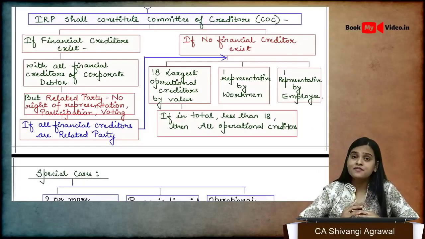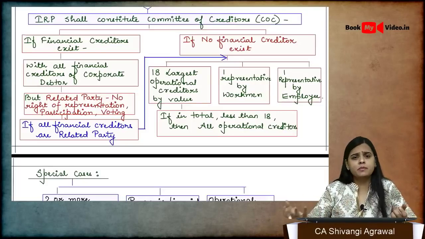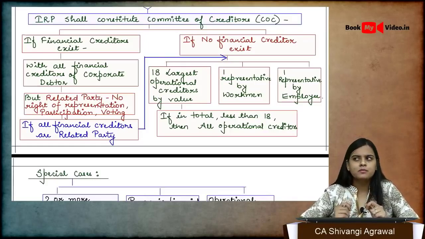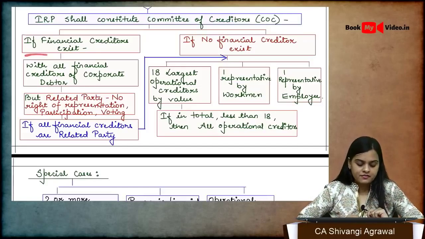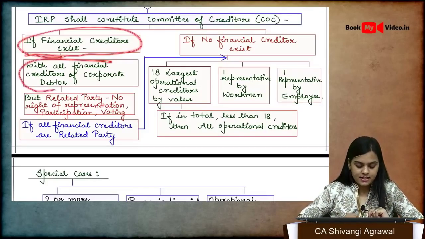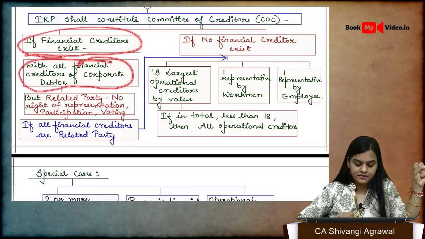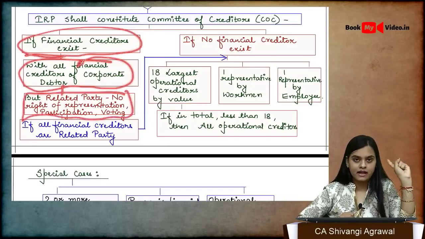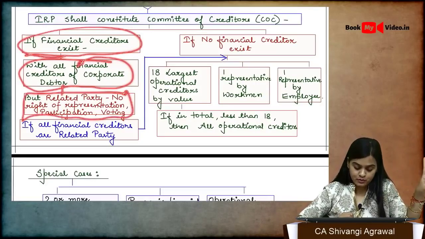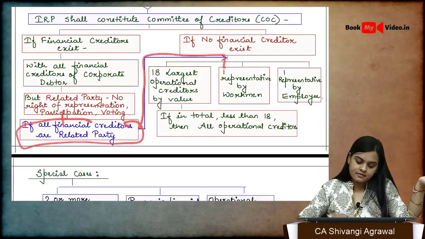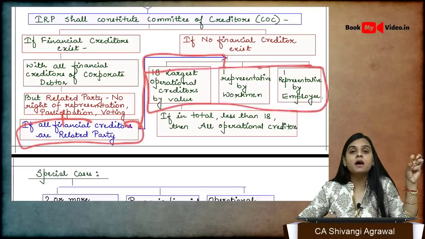Okay, but if supposedly there are no financial creditors, then we might have to include operational creditors only. Now listen to me. If you have these doubts that ma'am, their interest will be hampered, no such their interest will be hampered. I'm telling you. If financial creditors exist, then all the financial creditors will be the part of that committee of creditors. But if there are any related party, they will not have a right to vote. Okay. If all the financial creditors are related party, then operational creditors will be the part of the committee of creditors.